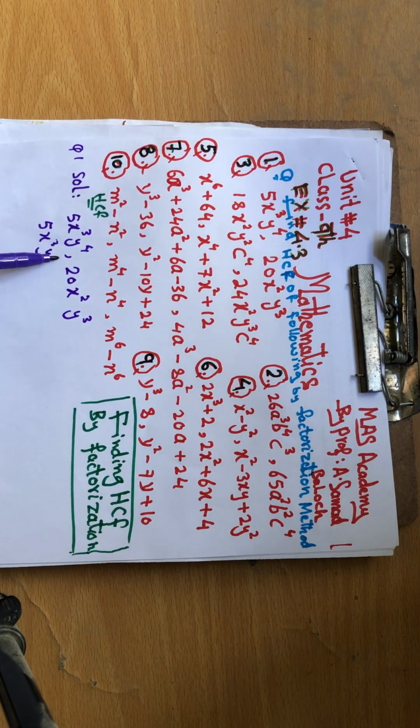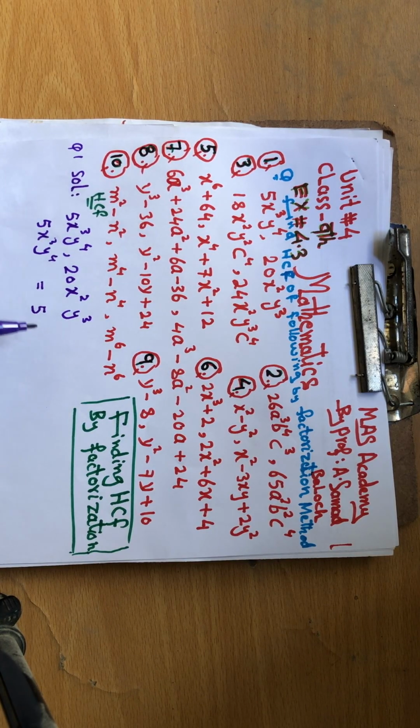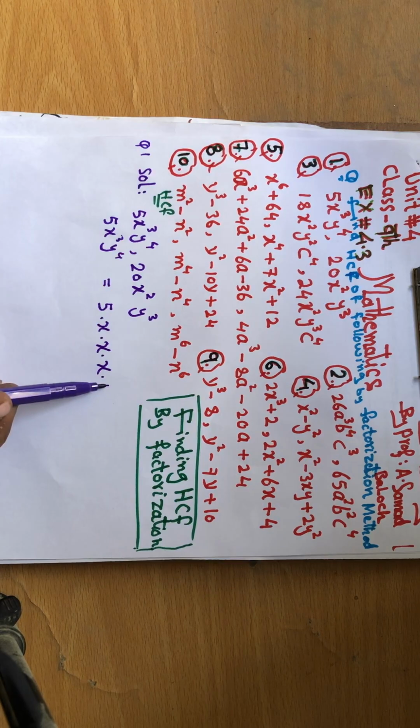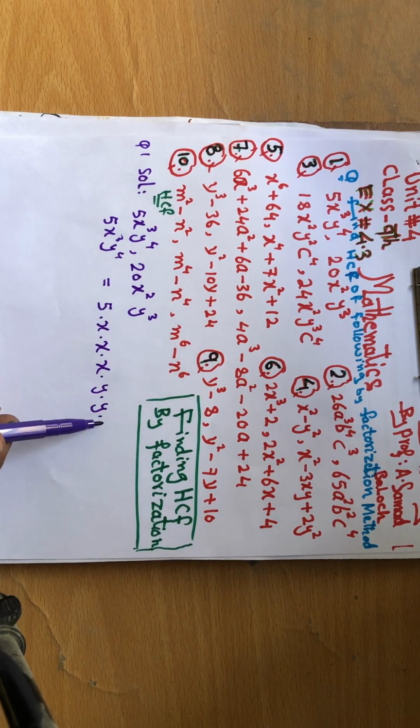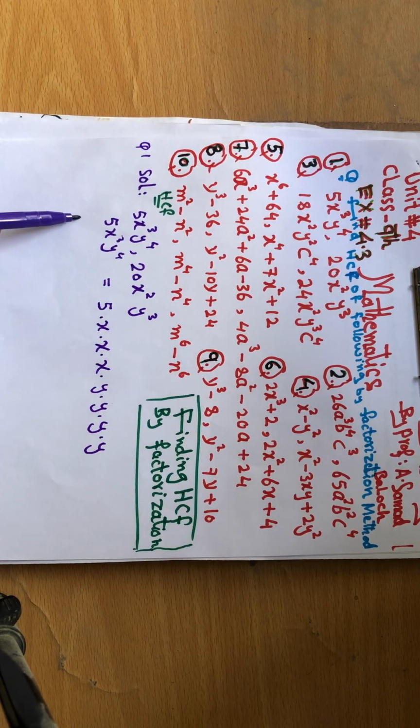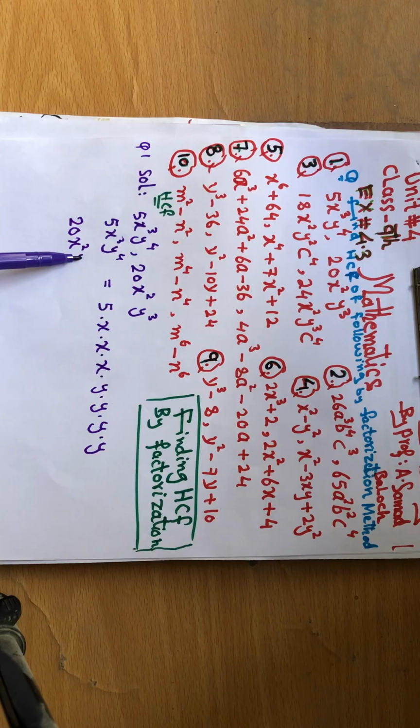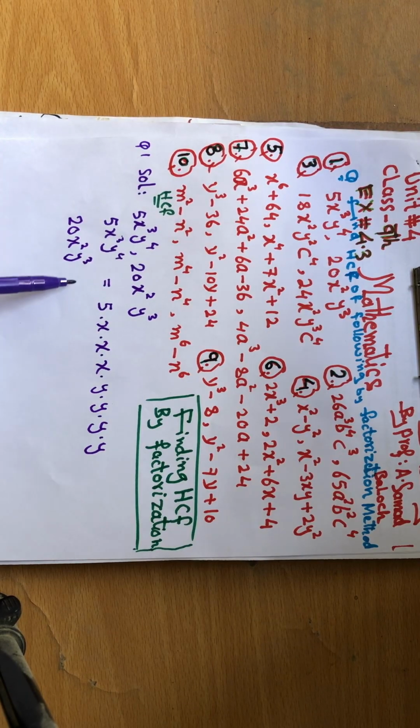We have started the first one, that is 5x power 3 y power 4. So we are writing 5 is already a prime number, and x power 3 means we will be writing x multiplied by x multiplied by x. Thrice we will write, or 3 times we will write x. And y power 4 means y will be written 4 times. And similarly the second term is 20x square y cube.